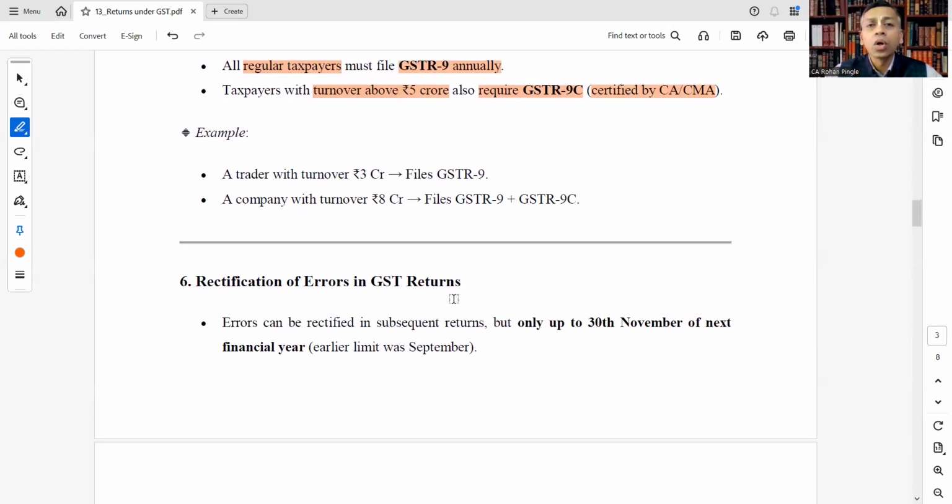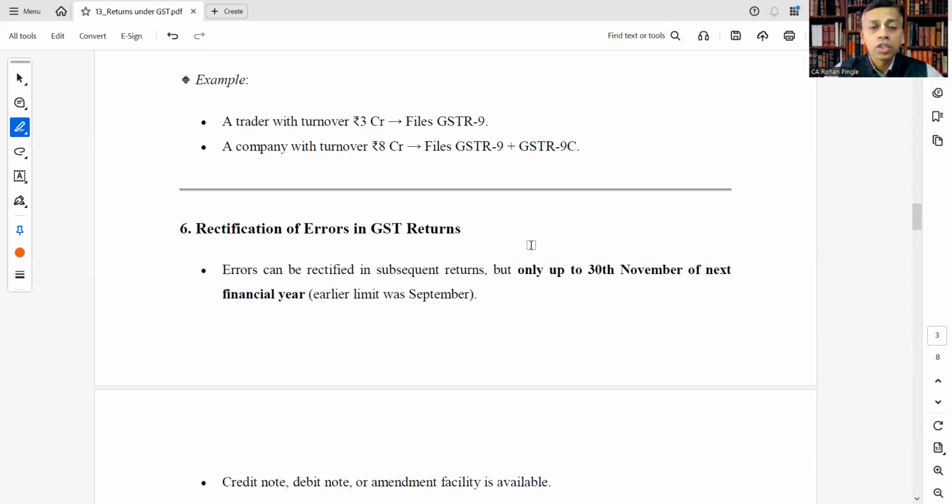Currently, GSTR 9C is a self-certification by the registered dealer only. Example, a trader with turnover of rupees 3 crore files GSTR 9, and a company with turnover of rupees 8 crore files what? Both GSTR 9 and 9C.